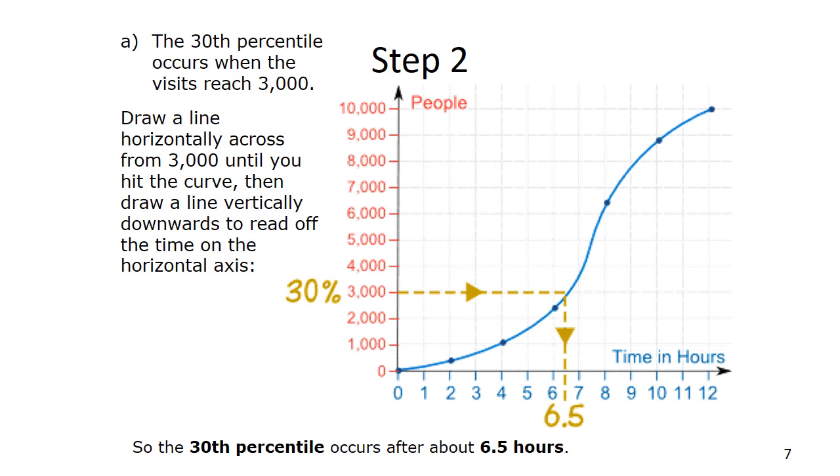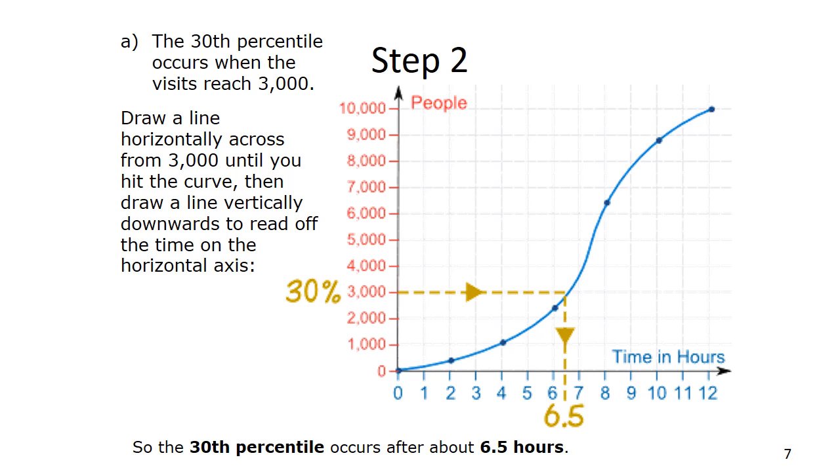you can join them. So if 3,000 is 30%, right? If you stop and remove all these zeros, you're saying 1, 2, 3, and then you're hitting 10. Well, that's 30%. And I march myself on over to where I hit this line. Well, I hit that line at 6.5. Well, then if that's hours, then at 6.5 hours, that's the 30th percentile. So that's nice and easy.